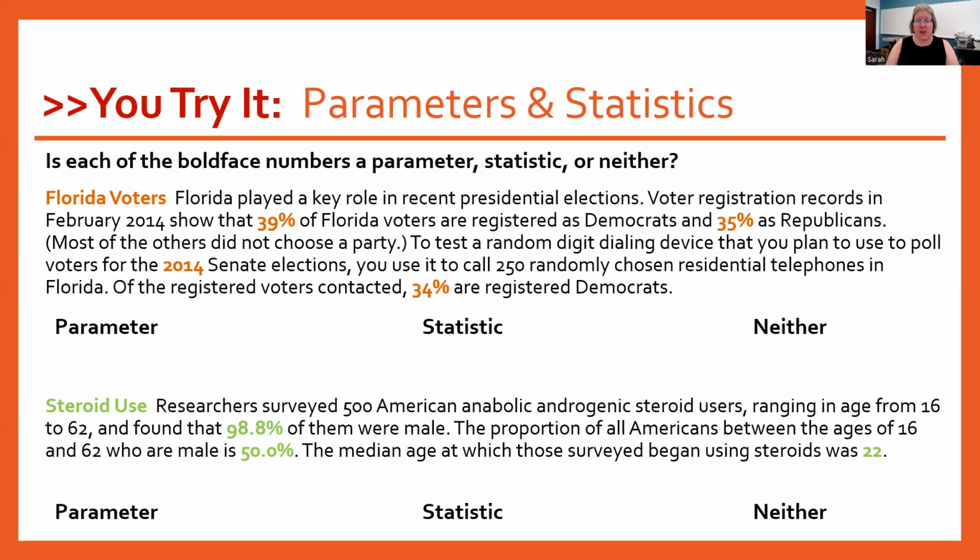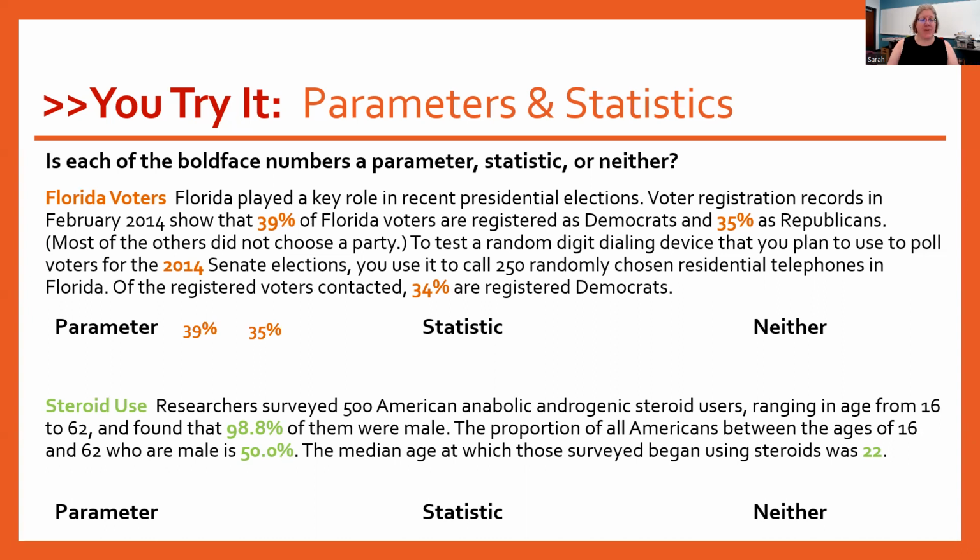You use it to call 250 randomly selected residential telephones in Florida. Of the registered voters contacted, 34% are registered as Democrats. So we have four numbers in this one. At the very top, it says that voter registration records state the following. So voter registration records are, in fact, a form of a census, right? That tells us everything about all of the eligible people that are allowed to vote. So that 39 and that 35% are both going to be parameters.